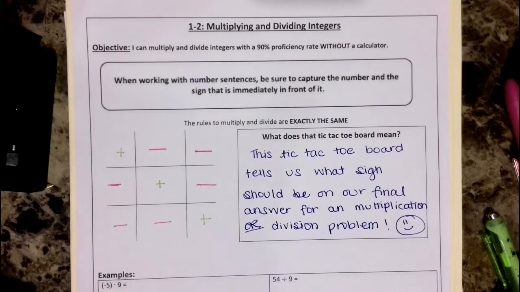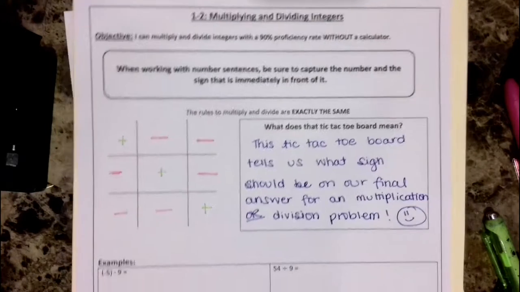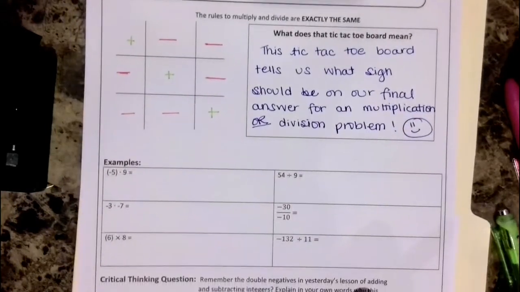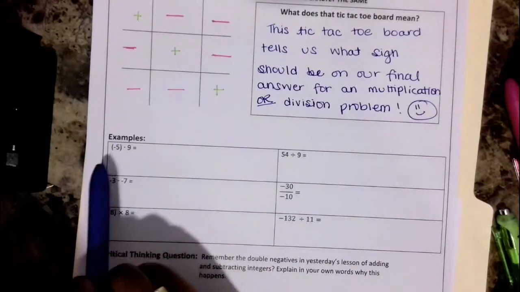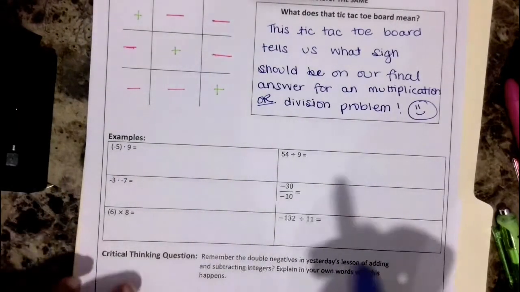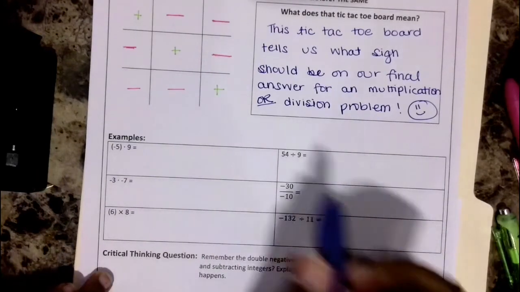Alright, so now that we went over the rules, let's go ahead and practice them. Here are some examples down below. If I have 9 times 5, I know that my product is going to be 45.